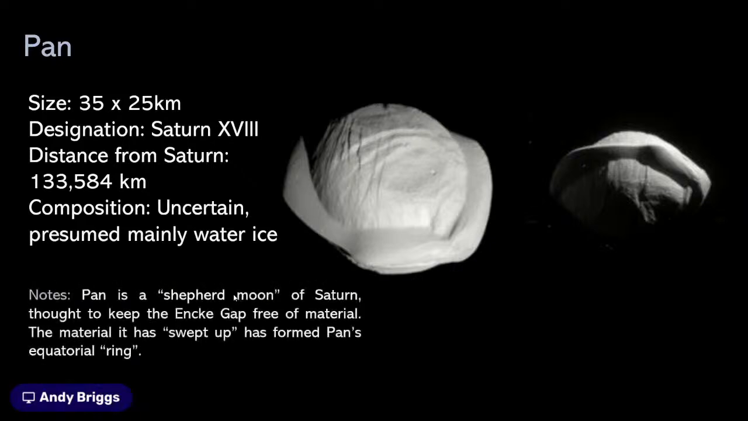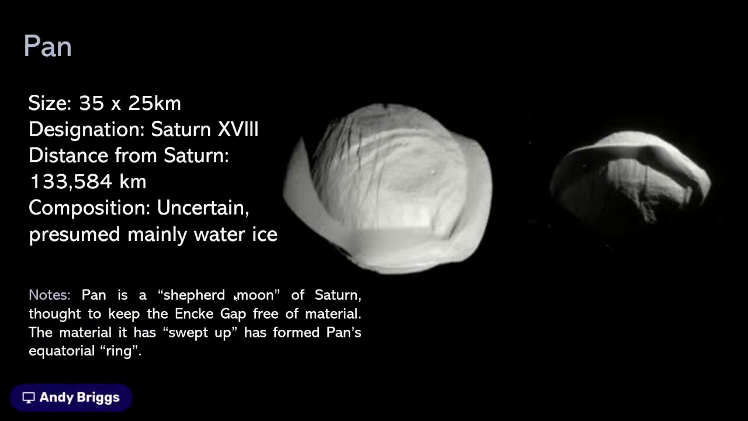And Pan is what we call a shepherd moon of Saturn, and a shepherd moon is one that literally confines one of Saturn's rings and keeps it as a ring so that it doesn't dissipate and spread out. In this case, what Pan does is keep the Encke gap, which is a gap between Saturn's rings, free of material. So it's sweeping up material from the Encke gap all the time. And it's this material that it's swept up, which is thought to fall on its surface and form this equatorial ring over a long time.